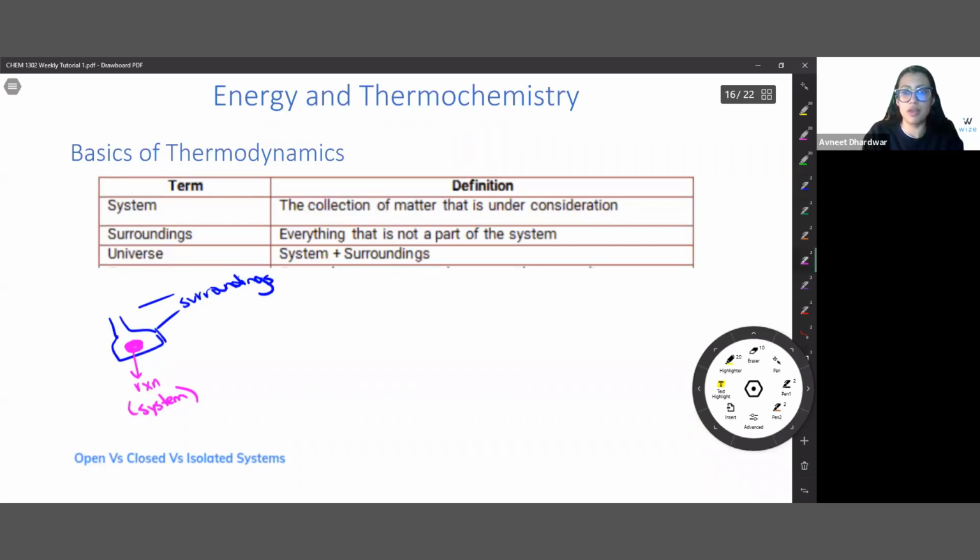Okay, and another way to think of this is that you have the system, which is your reaction, so your reactants and products. And then everything else surrounding that is your surroundings. And both of those together, when you take the system and surroundings, you get the universe.